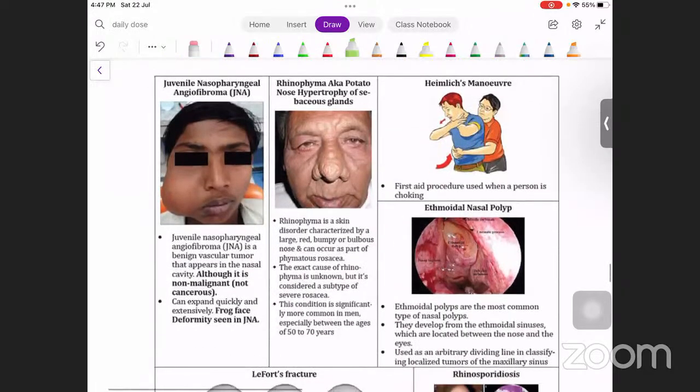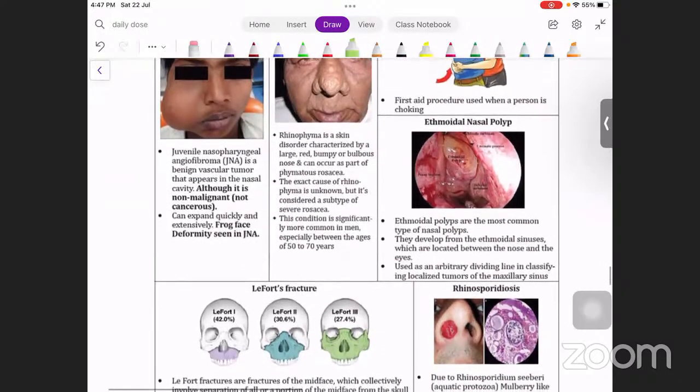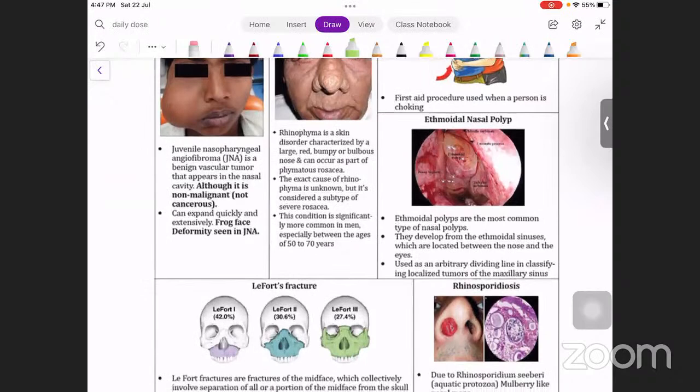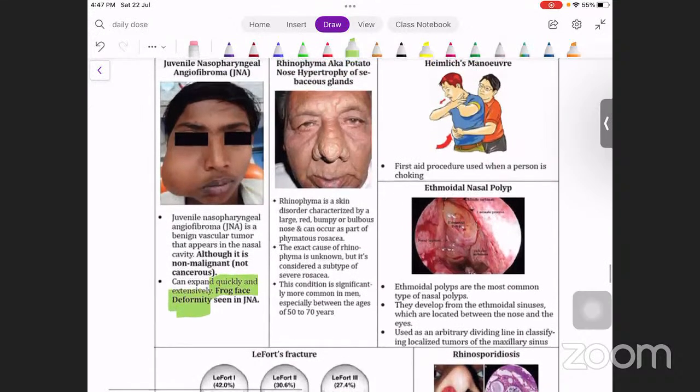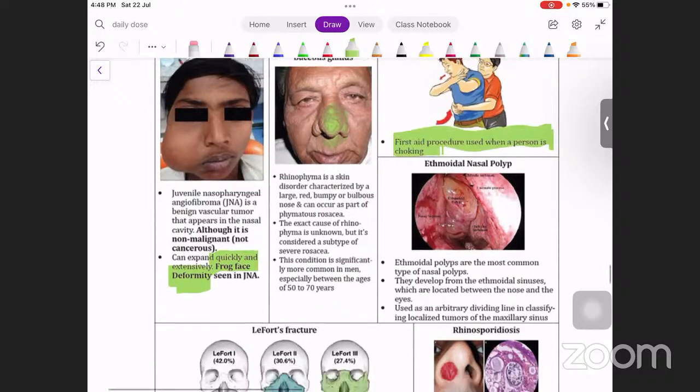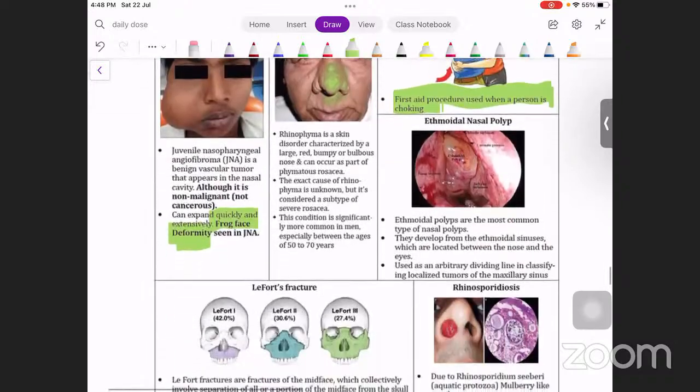Then you have juvenile nasopharyngeal angiofibroma, which shows frog face deformity. Frog face deformity is seen in JNA. And apart from that, rhinophyma, which is a potato nose, seen with hypertrophy of the sebaceous glands. Heimlich maneuver, a choking procedure. One of the classical images, they ask what maneuver it is: Heimlich maneuver.